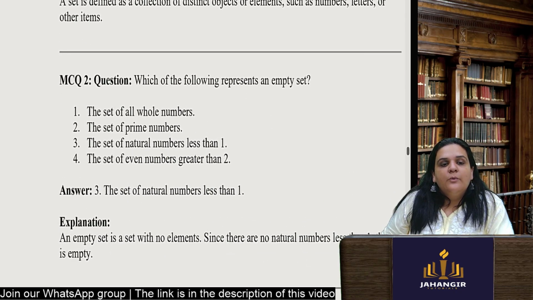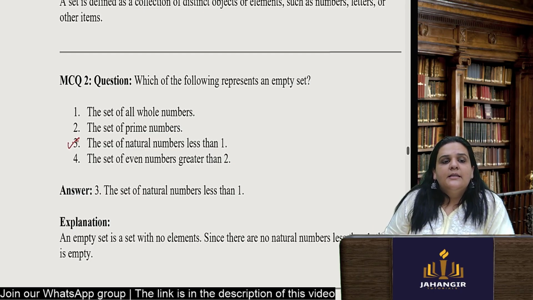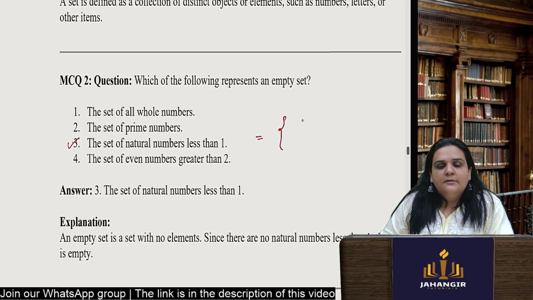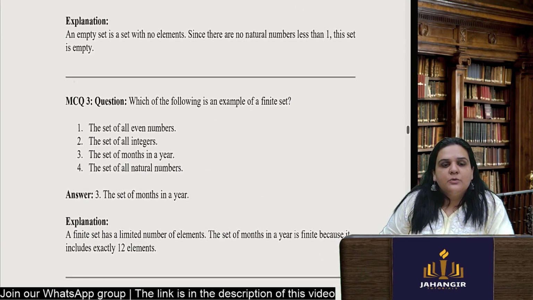Which of the following will represent an empty set? The set of all whole numbers, the set of prime numbers, the set of natural numbers less than 1. This will be an empty set because there is no natural number less than 1. Okay, it will be an empty set, or you can write it as this. Okay, I have given an explanation for each of them.